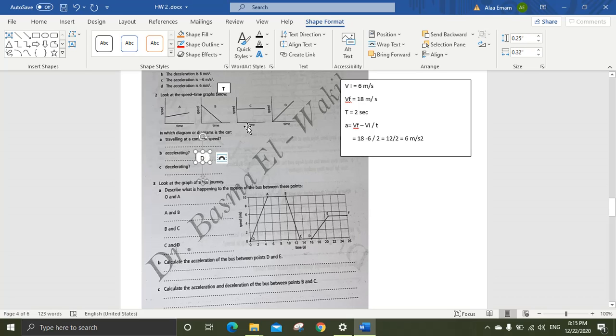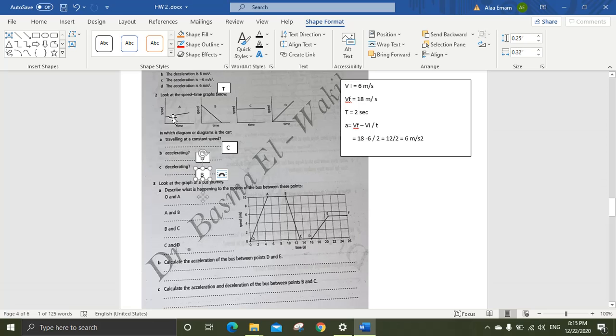Now let's speak about diagram C. As the time passes, the speed remains the same. So this is the one for the first question, a constant speed. Now diagram B, as the time passes, the line is going down, so this means that the speed is decreasing. So this is deceleration. So this is B, the answer for the third question.